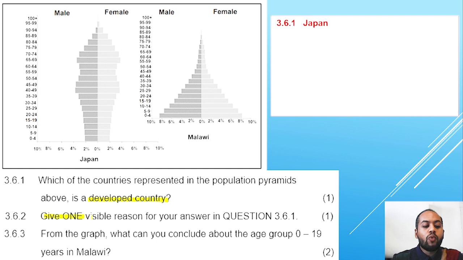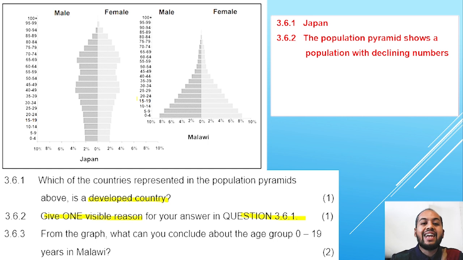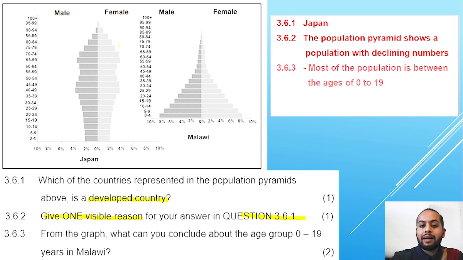3.6.2, give one visible reason for your answer in 3.6.1. Why are you saying Japan is a developed country? The population pyramid shows a population with declining numbers. That's one correct answer we could have had for 3.6.2.